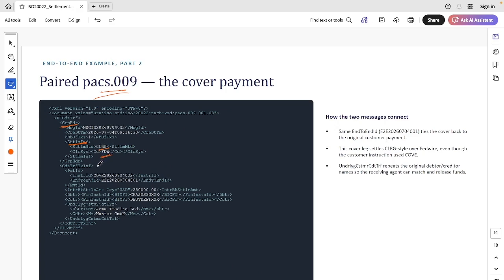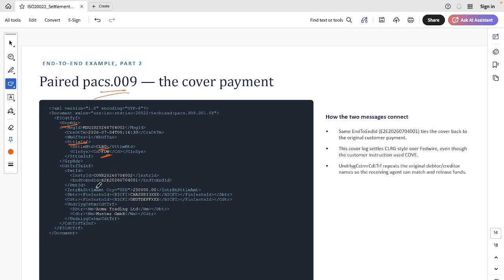This means the original customer instruction used cover, but the cover funds are being settled through the Fedwire clearing system. So this is very important for you to understand. A cover customer payment may trigger a PACS.009 cover payment, and that cover payment can itself settle using another method, say clearing.